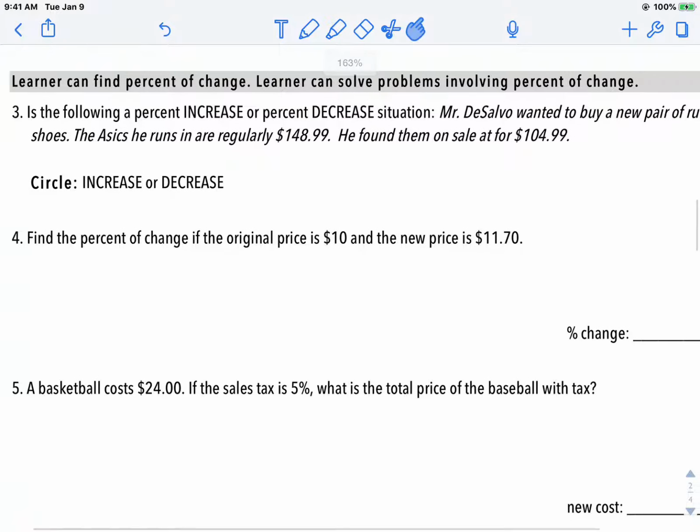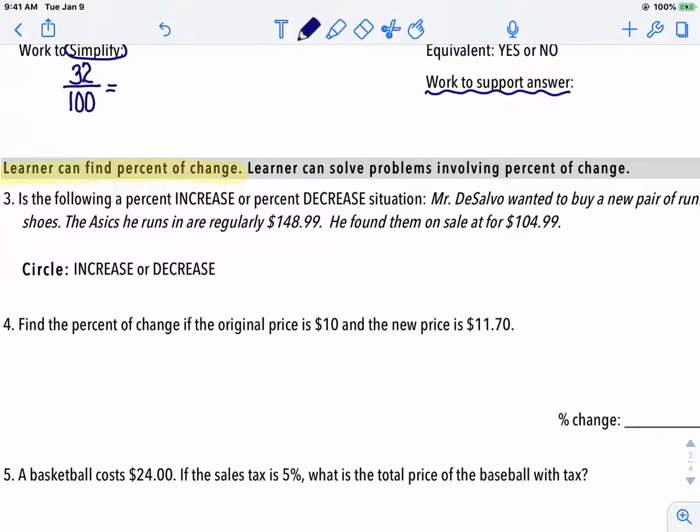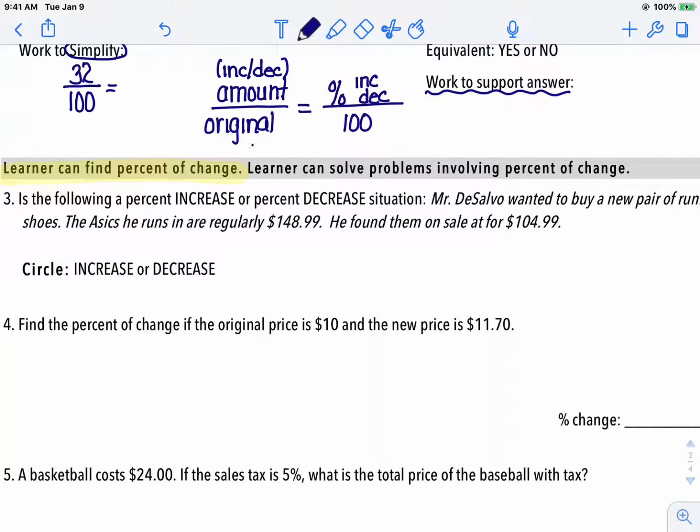The first several problems in this next section are about percent of change. So we want to fall back to that percent of change proportion that we have. I'm going to back up and make sure that we've got that somewhere. Percent of change is still going to be percent increase or decrease, depending which one you have, over 100. And it's going to be your amount of change, that's your increase or decrease amount, all over your original amount. If you don't have that proportion somewhere, you want to get it somewhere.